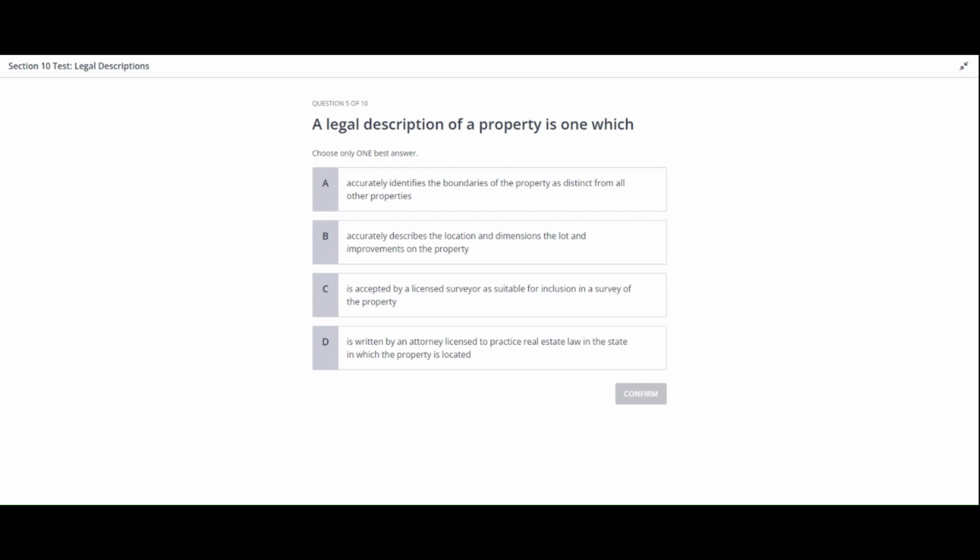Okay, next one. A legal description of a property is one which A. Accurately identifies the boundaries of the property as distinct from all other properties. B. Accurately describes the location and dimensions of the lot and improvements on the property. C. Is accepted by a licensed surveyor as suitable for inclusion in a survey of the property. D. Is written by an attorney licensed to practice real estate law in the state in which the property is located. Take a moment to think. What makes a legal property description stand out?